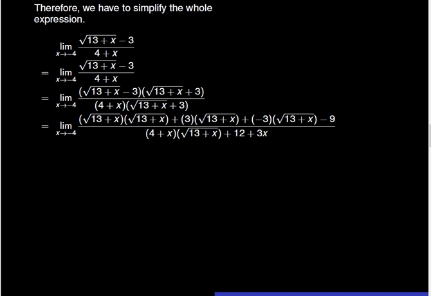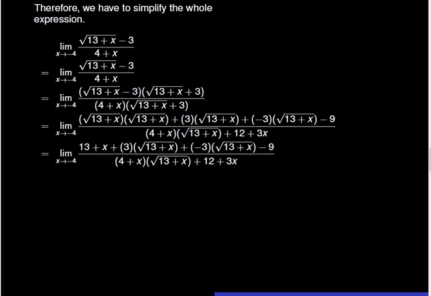The new expression becomes 1 times the square root of 13 plus x times the square root of 13 plus x, plus 3 times the square root of 13 plus x, minus 3 times the square root of 13 plus x, minus 9, divided by 4 plus x times the square root of 13 plus x plus 12 plus 3x.